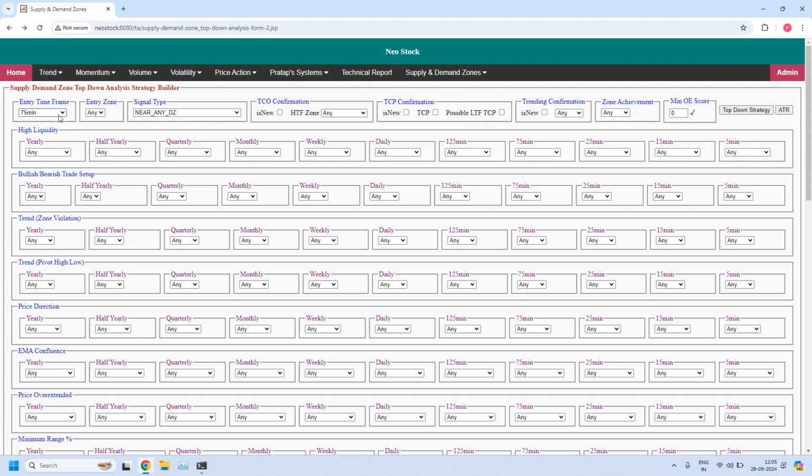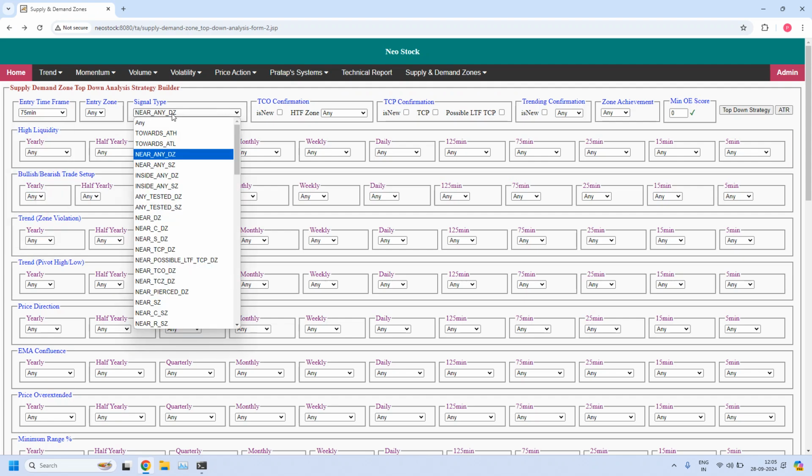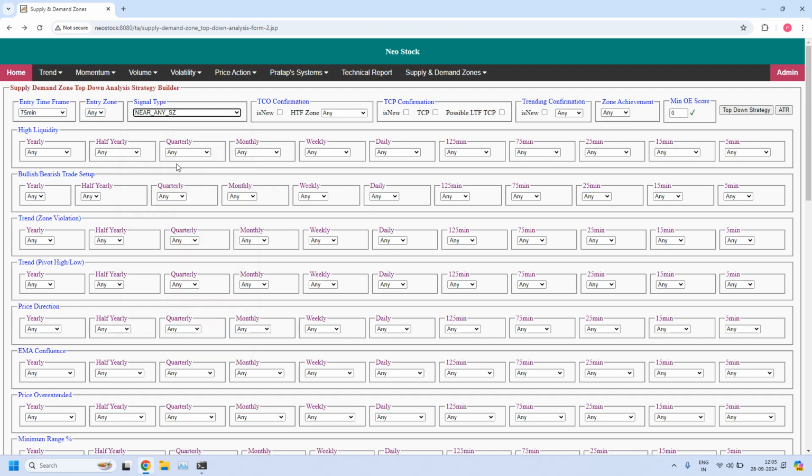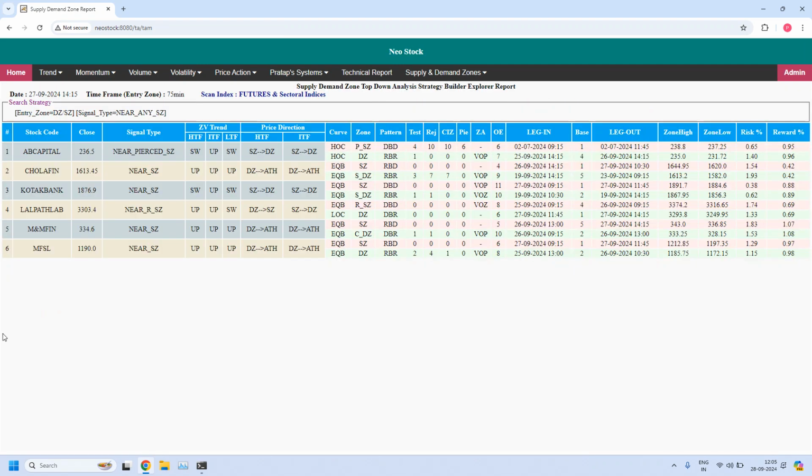Okay, next, for 75 minutes time frame, let us find the stocks near 75 minutes supply zone. 6 stocks are filtered. Let's identify high liquidity zones, if any. Okay, here this is a high liquidity zone. Lalpat Lab is having a high liquidity 75 minute supply zone. That's it. We have only one high liquidity 75 minute supply zone from this list. So with this, we have identified high liquidity zones from both the daily and 75 minutes time frame.